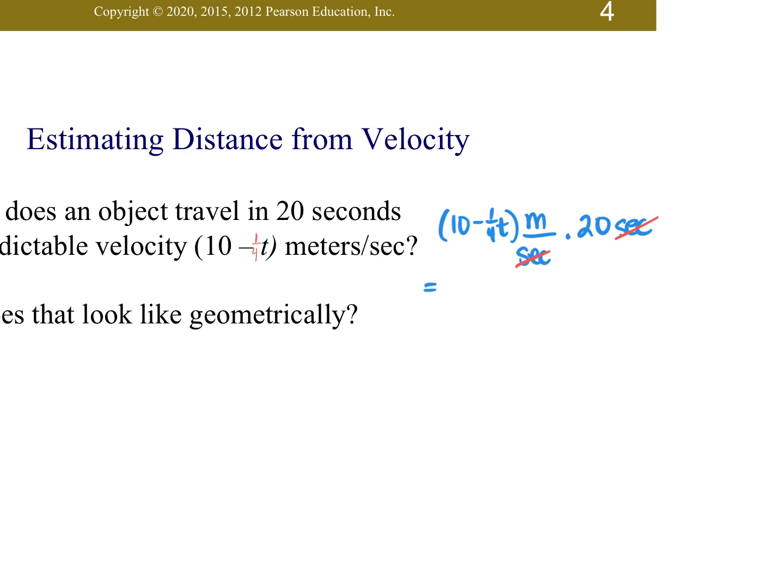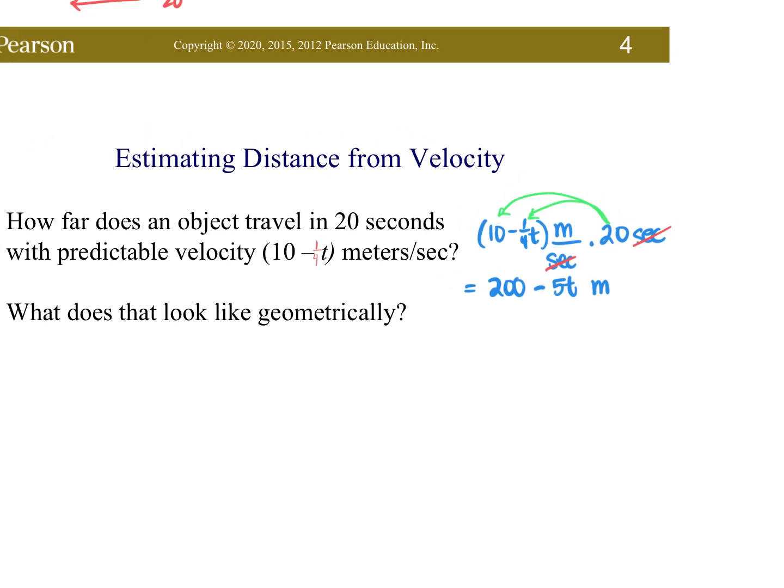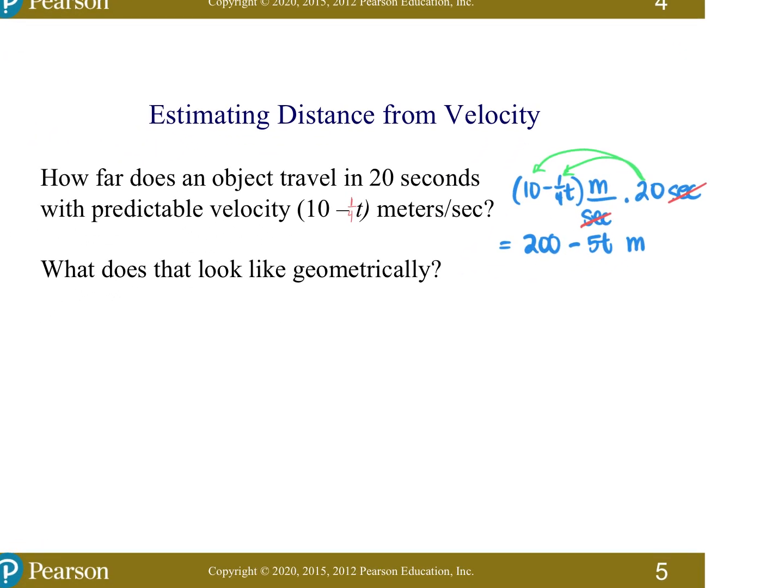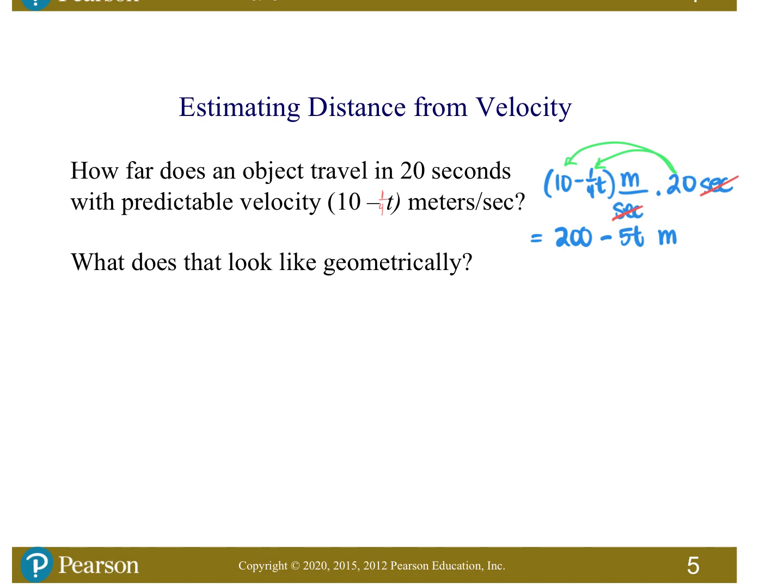I do have to distribute this 20, and what I'm going to end up with is 200, but then when I distribute the 20 to the 1/4 t, I'm going to get 5t, and my unit of measurement is meters. So this isn't a constant value anymore, so I don't actually get an answer. I get an expression, but I don't get a constant value. And what I'm actually looking for is a numerical answer.